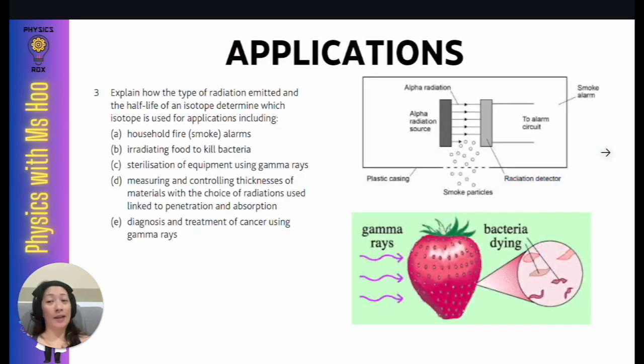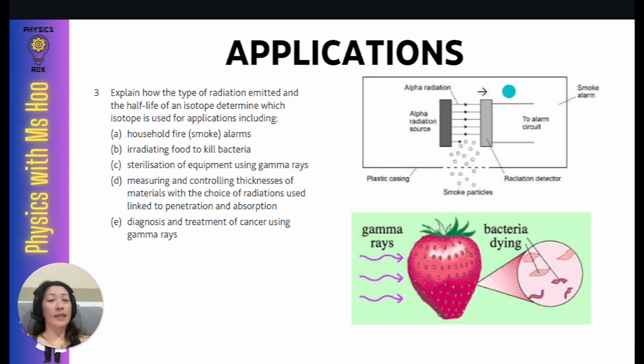Next, applications. So you need to be able to explain how the type of radiation emitted and the half-life of an isotope determine which isotope is used for applications. So for your syllabus, you only need to focus on these 5 applications. The household smoke alarm, which uses alpha sources.